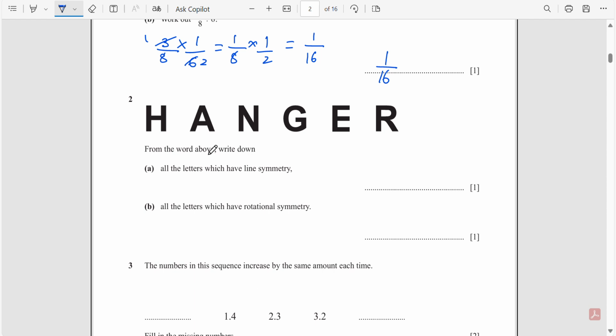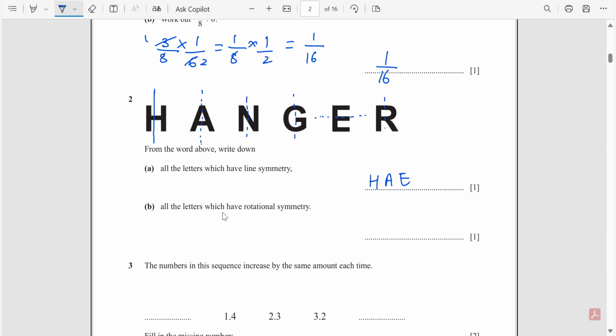From the words above, write down all the letters which have line symmetry. Now, line symmetry is when you cut them with a straight line, vertical or horizontal, and both sides will be similar. So when you cut H with a straight line, it will be similar on both sides. You can write H. Same goes for A. When you cut it from between, it will be the same on both sides. So you can write A. And it won't be the same for N or G. But if you cut E horizontally, it will be the same on both sides. So you can write E. And it's not going to be the same for R.